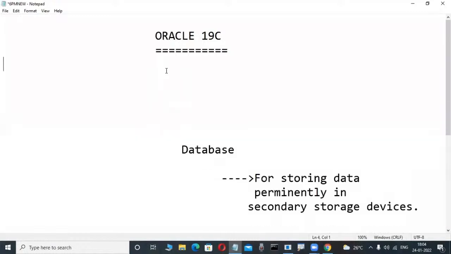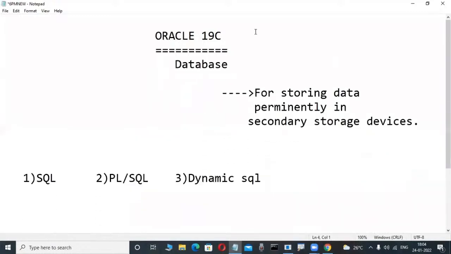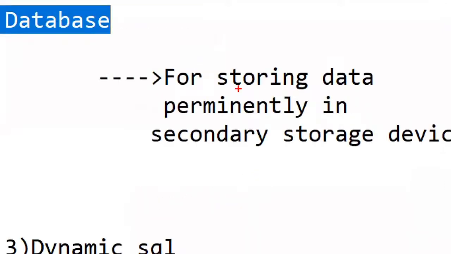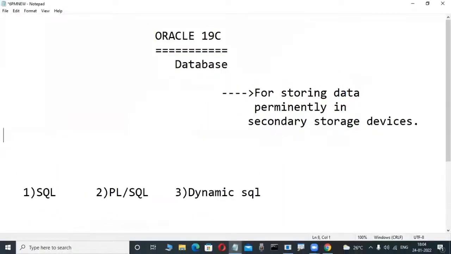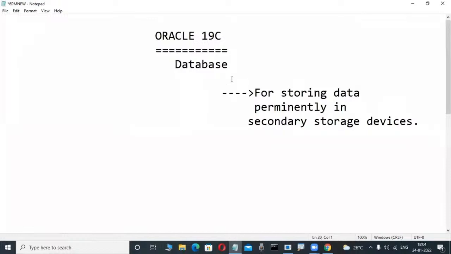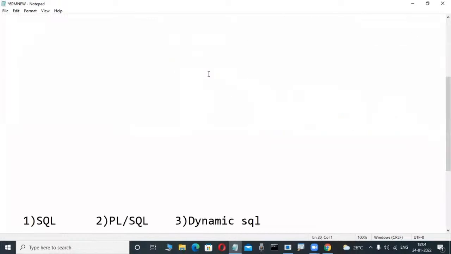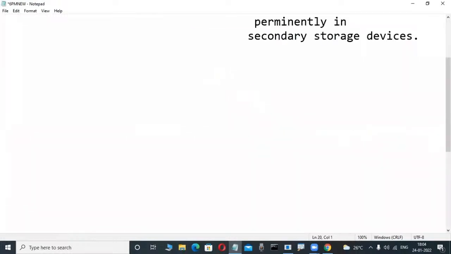Either Oracle, SQL Server, or DB2, so many products are there. What is the purpose of these database products? For storing data permanently in a hard disk, in secondary storage devices. But not only permanently storing the data, but also an efficient way of retrieving the data. As I told in previous classes, observe slowly here: database means it is a place.